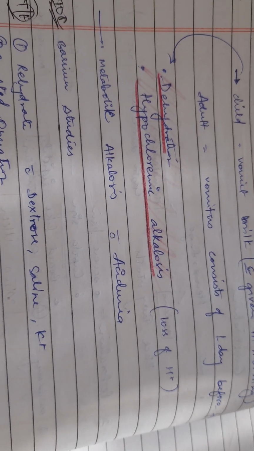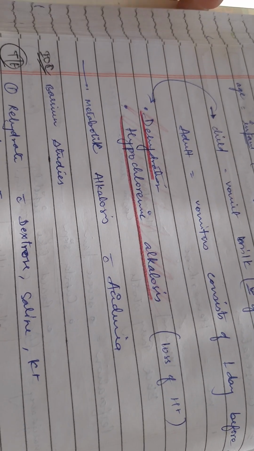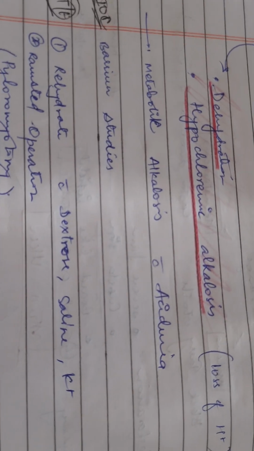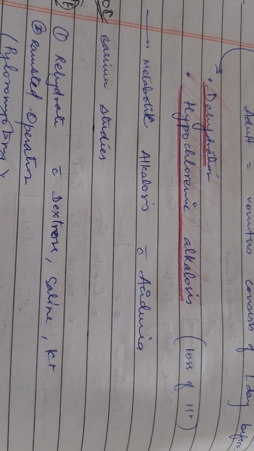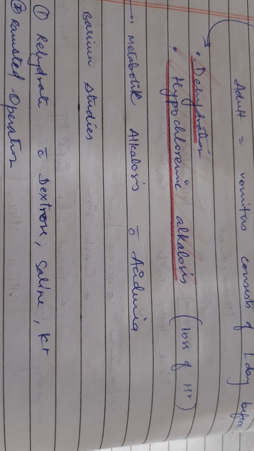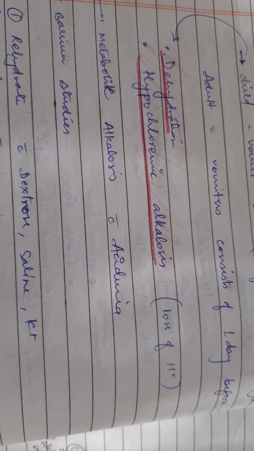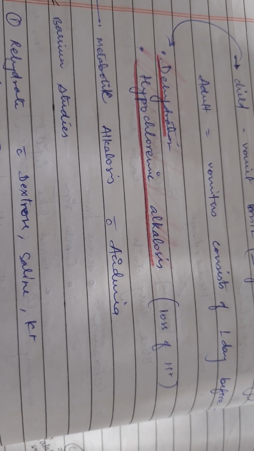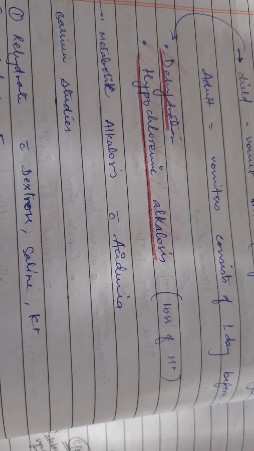hypochloremic alkalosis occurs, with loss of H plus. Metabolic alkalosis with aciduria: the urine is acidic, but in the body, because acid is being secreted through urine, the body becomes alkaline. So metabolic alkalosis with aciduria, hypochloremic alkalosis, loss of H plus.